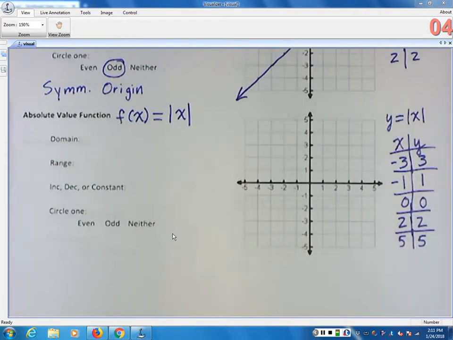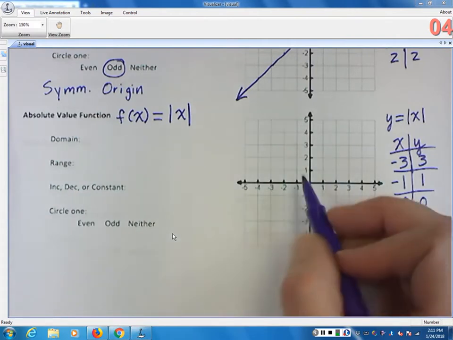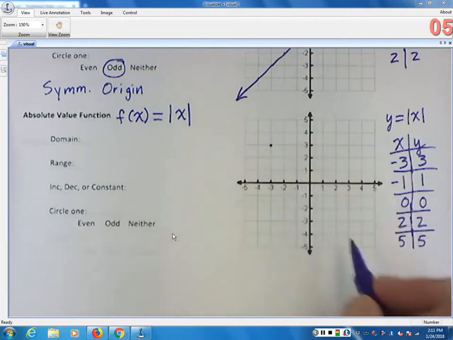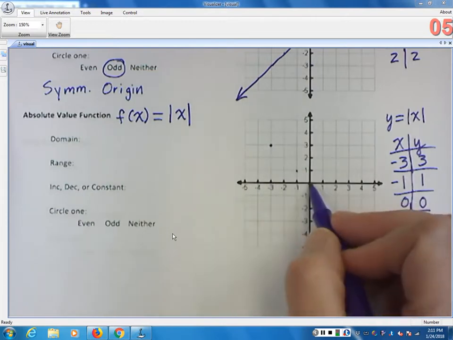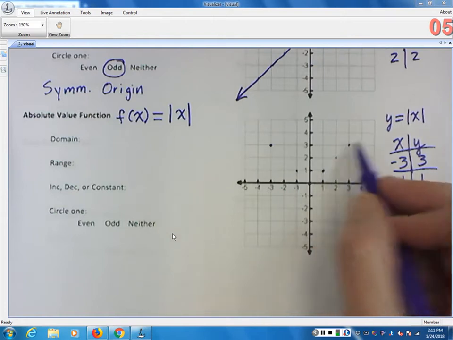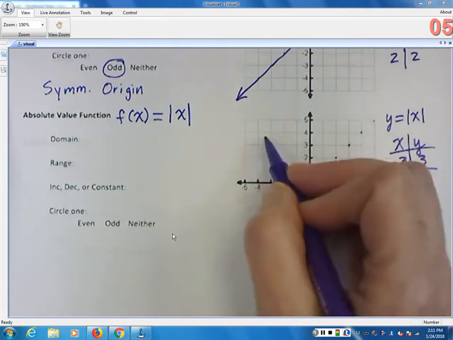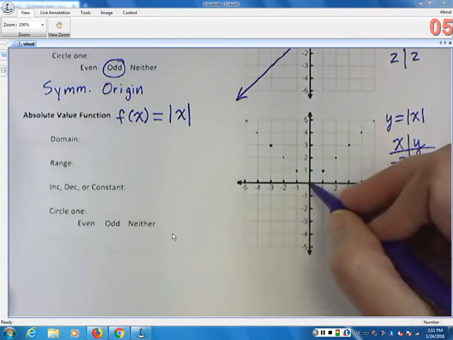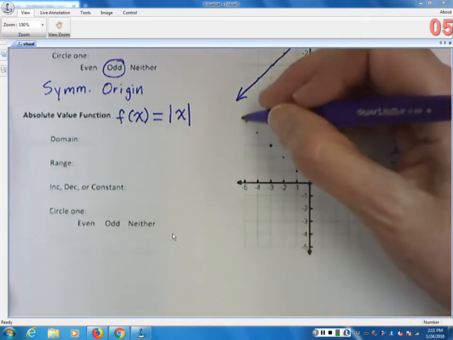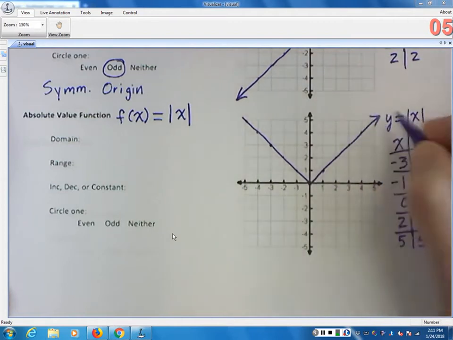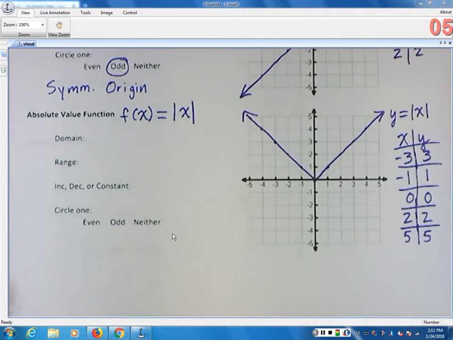It's the distance from zero on the number line. Distances are always positive. So we got -3, 3, and -1, 1, 0, 0, 1, 1, 2, 2. It's a V. And this is the vertex at the origin. And that's the absolute value function.